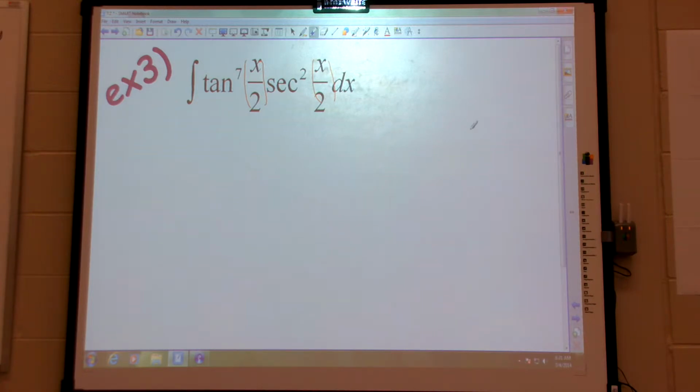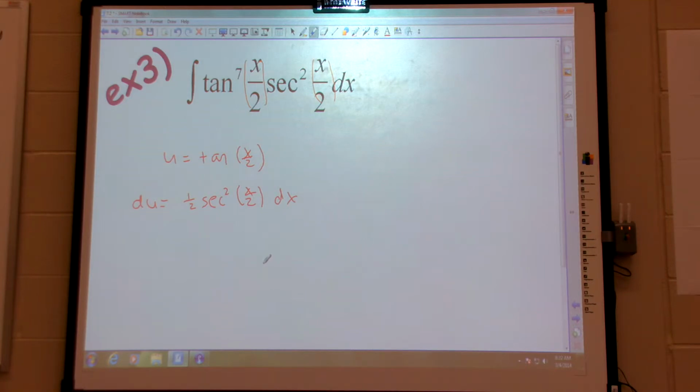Okay, so I'm going to let u be tangent of x over 2. Can you tell me what du is? A little chain rule in your head? If you need to do the chain rule to the side, do the chain rule to the side. What will I get? 1/2 secant squared x over 2. Everyone agree with that? Because that derivative is secant squared, but multiplied by the inside derivative. Do not forget your dx. It is wrong if you forget your dx.